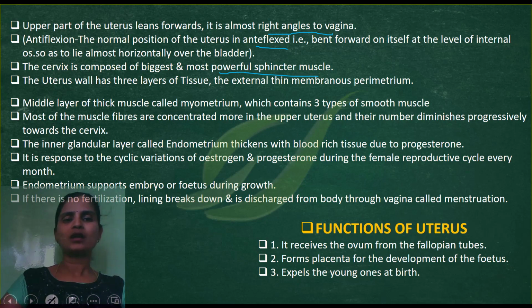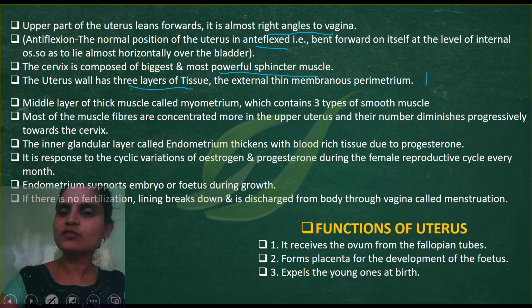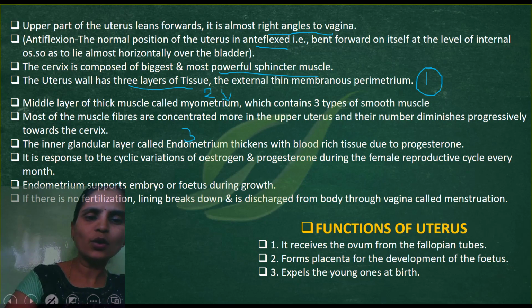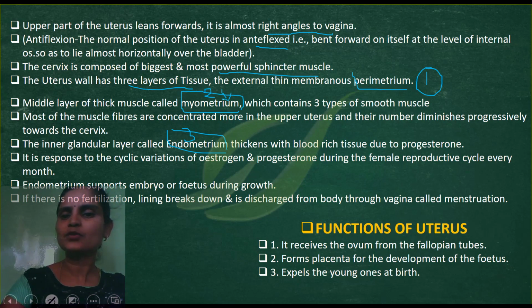The uterine wall also has 3 layers of tissues, like the fallopian tube. So we are going to find which are the 3 layers of tissues present in the uterus. The first layer is called the perimetrium, the middle one is called the myometrium, and the inner one is called the endometrium. These are the 3 layers of tissues present in the uterus.